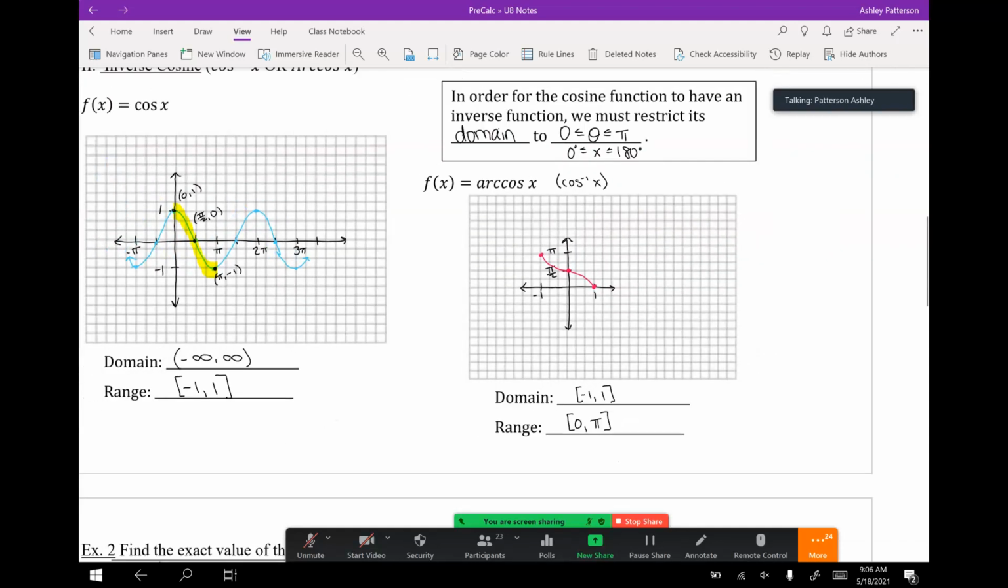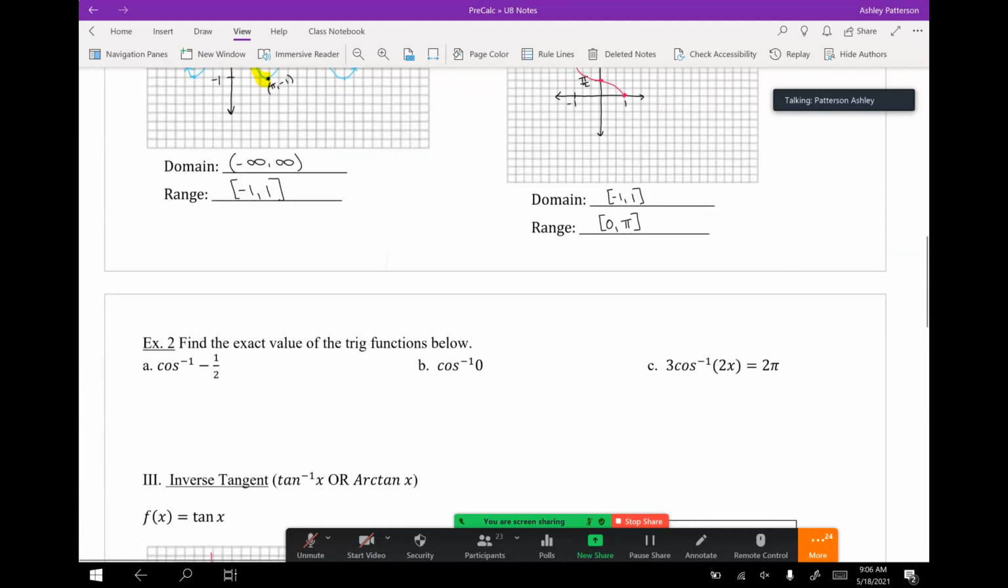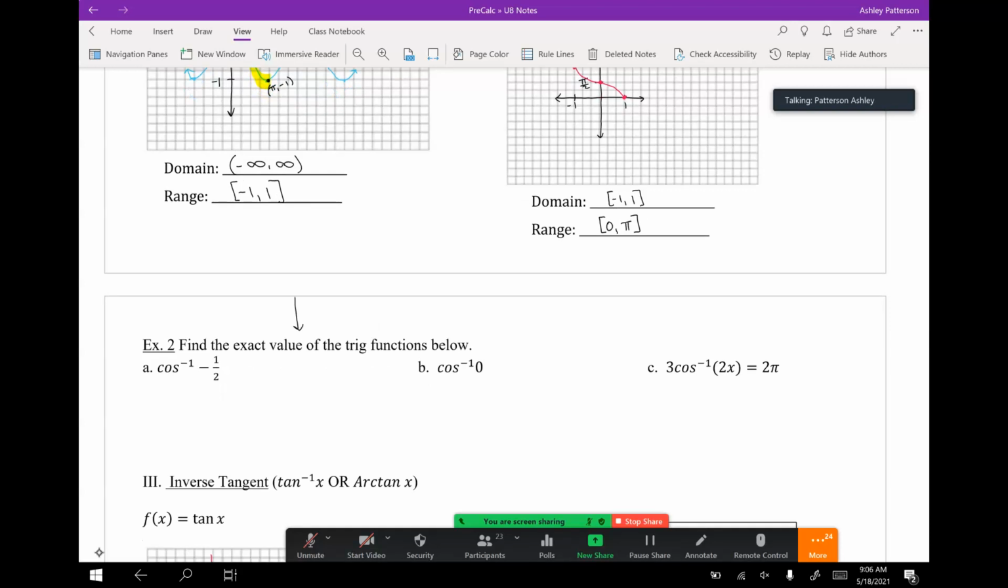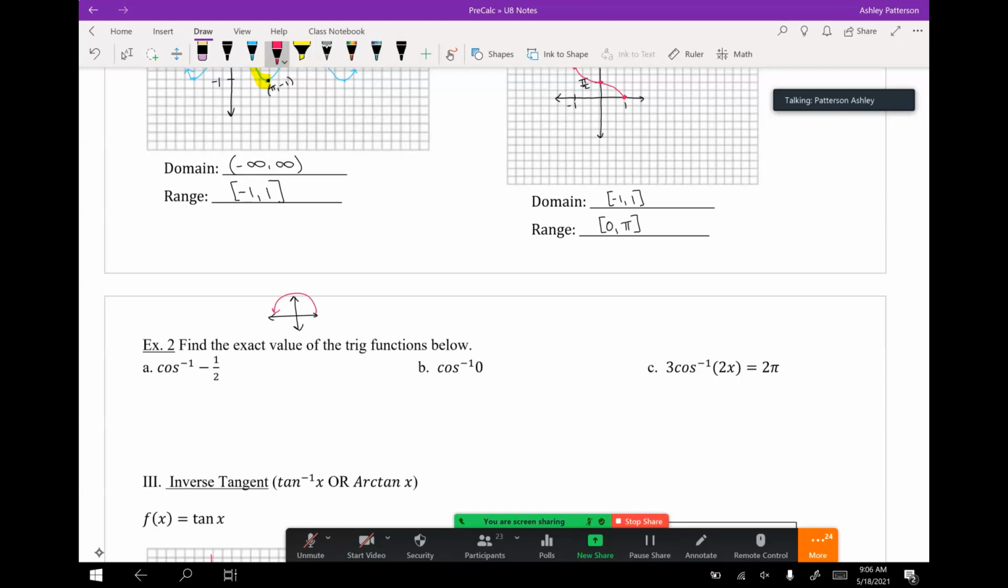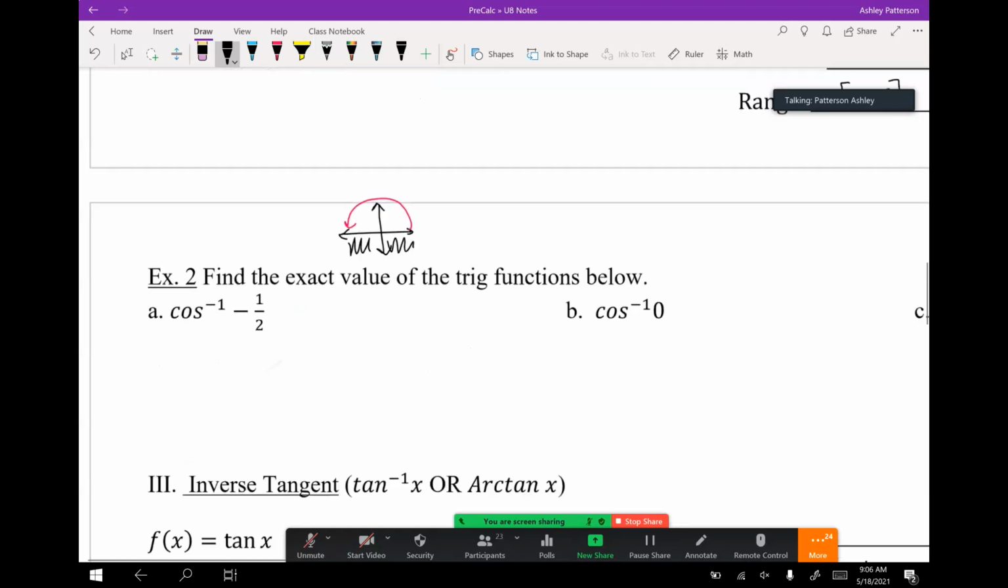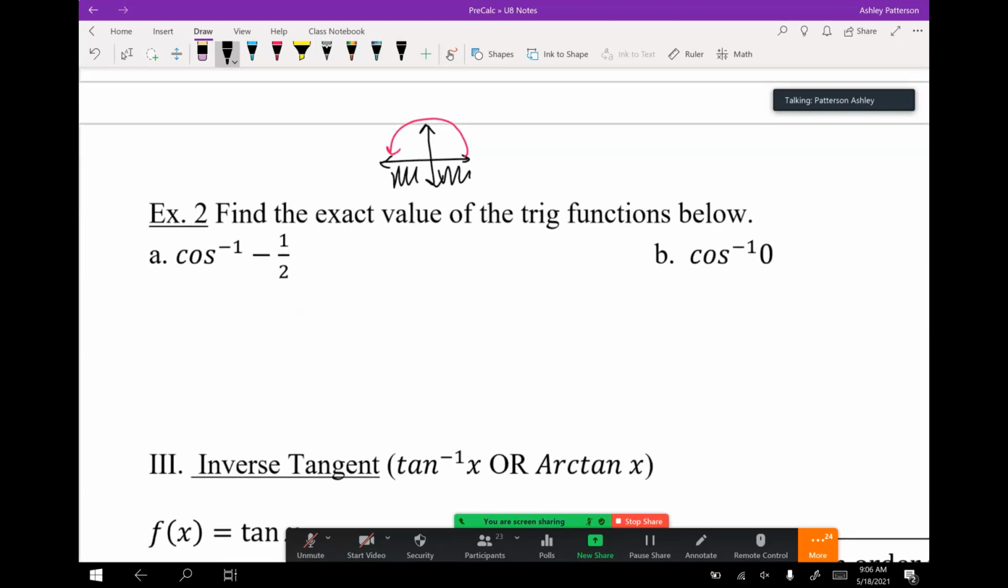Okay, so if we are restricted between 0 and pi, that means that we are only in the first two quadrants. So the restriction on inverse cosine is from 0 to pi. That means we're not looking at quadrant 3 or 4 when evaluating expressions. So example 2a is asking us to evaluate the inverse cosine of negative 1/2, and there should be parentheses.